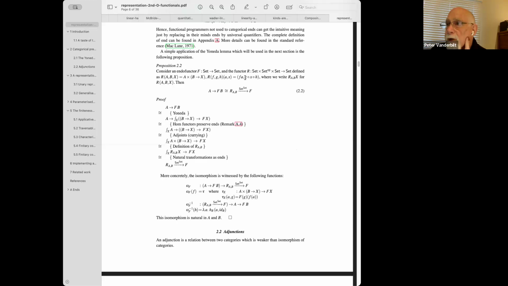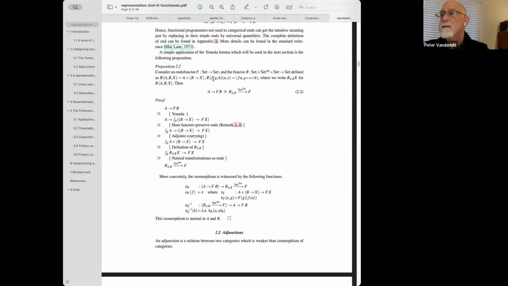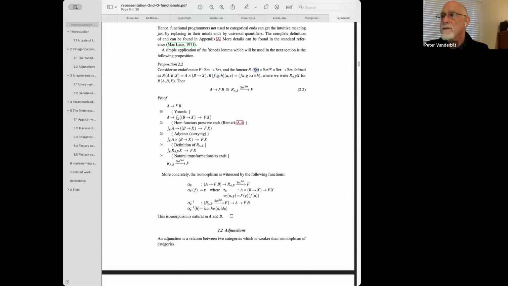When I looked at this before, it seemed like this composition was in the wrong order. Because, well, I don't know, I'd have to go back. F, G, and H are morphisms in Set, right? Let me see. FGH. So what is H? H is like the X from X to Y. X to X prime, right? X to X prime, okay.